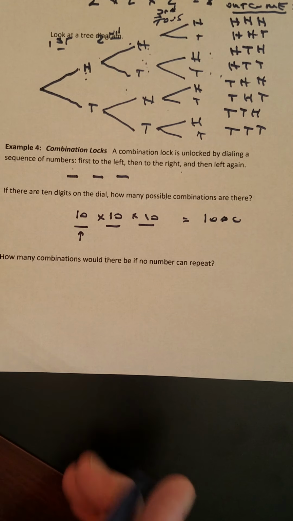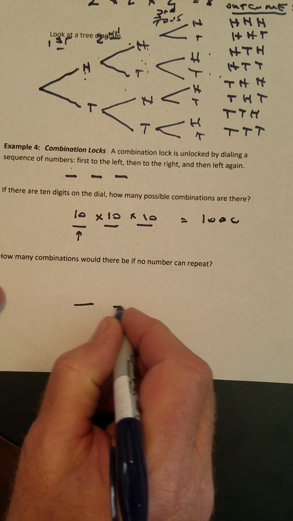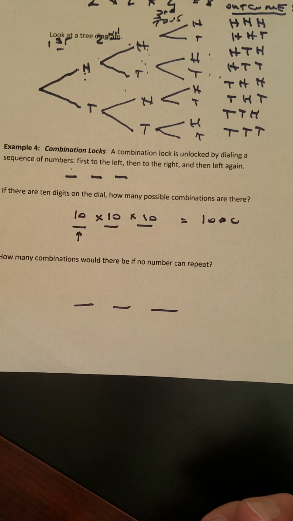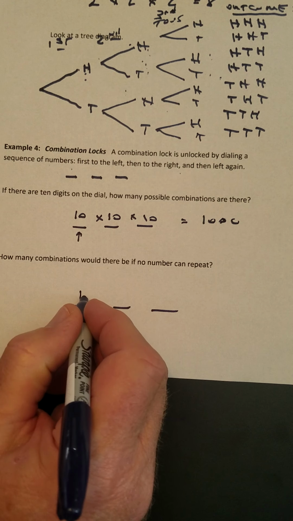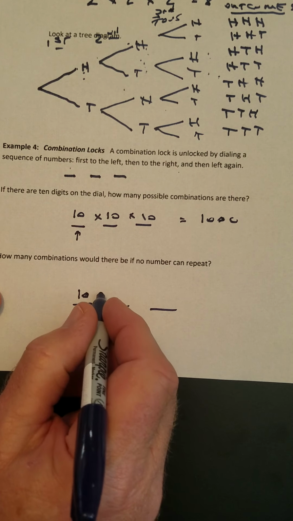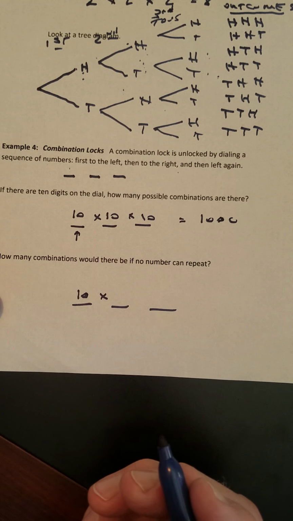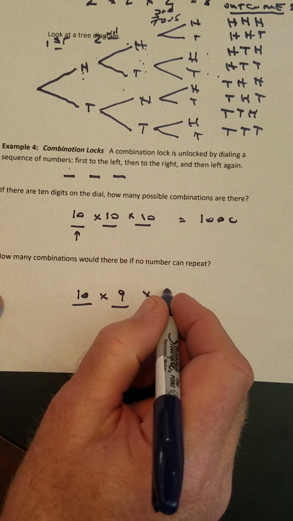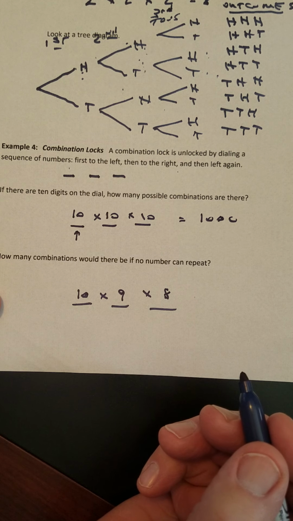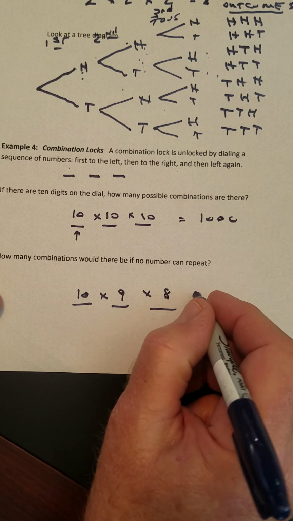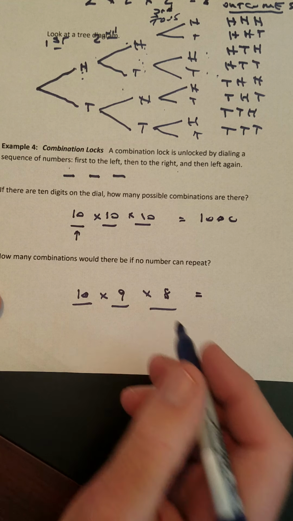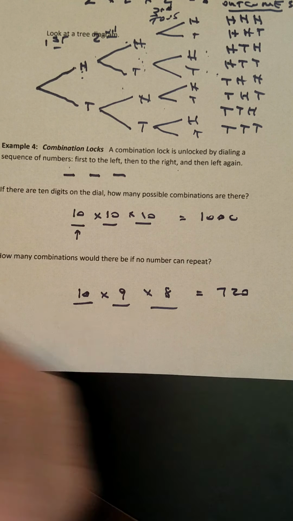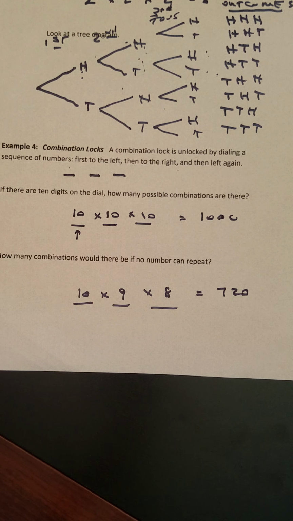Okay? Let's look at the next one. I still got 3 numbers. This says, what if you can't repeat the first one? Well, the first one, there's still 10 possibilities. Could be any one of them. But as soon as you pick one, that means you're going to have 1 less. So there's only 9 for the next one. And then 8. Because this one can't be either one of the first 2. So 10 times 9 times 8 would be 720 different combination locks you could have.